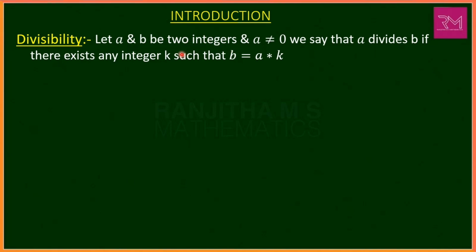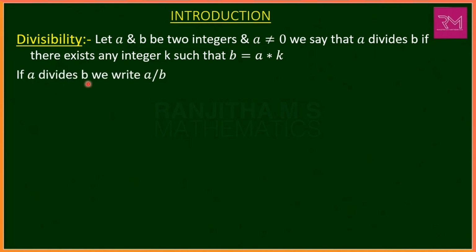Modular arithmetic is fully based on the concept of integers. So we have to take any two integers a and b with the condition a not equal to 0. We say that a divides b if there exists any integer k such that b is equal to a into k. That is, a divides b holds if and only if we can write b in the form of a into k, where k is some integer. So this is the definition of divisibility.